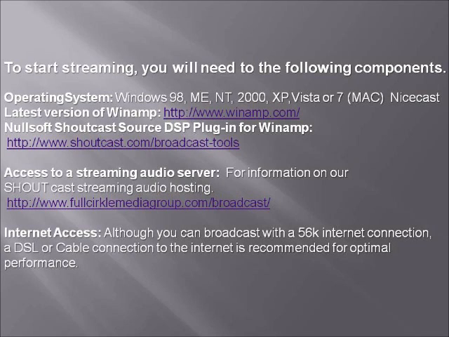Now, you'll need internet access, and although you can broadcast with a 56K internet connection, if that's currently what you have, a DSL or a cable connection to the internet is recommended for optimal performance, because it is a lot of data that you are transmitting. So if you have DSL or cable, you're going to get a seamless flow of information from your computer to the server, and you'll be in good shape to do broadcasting.